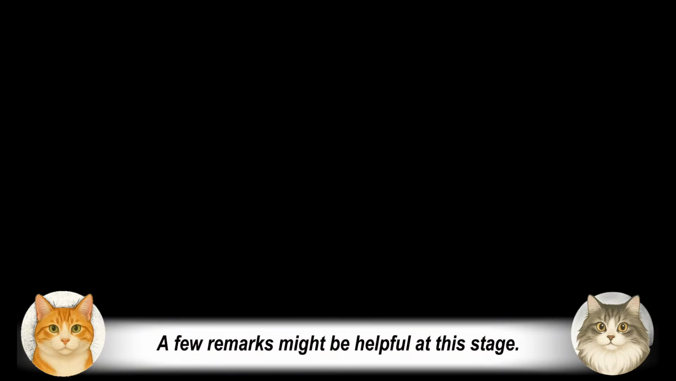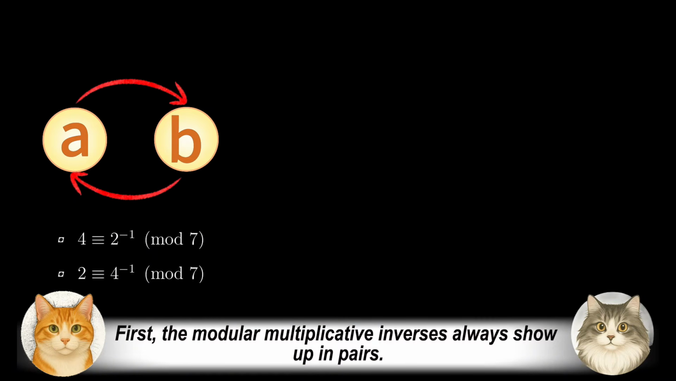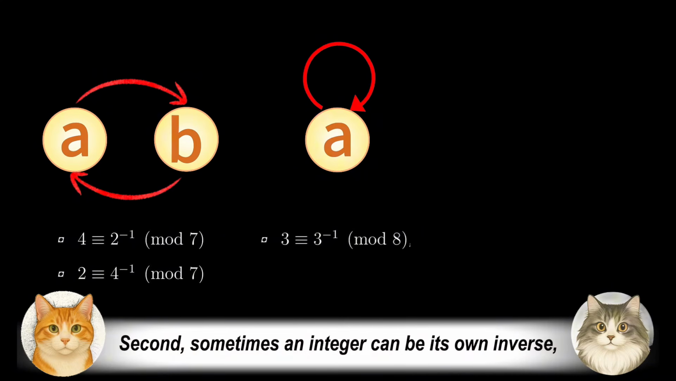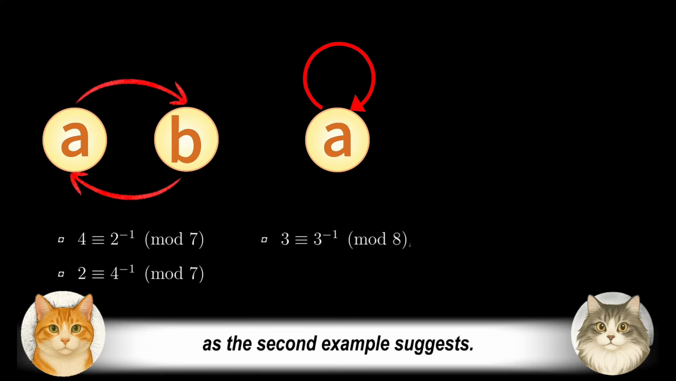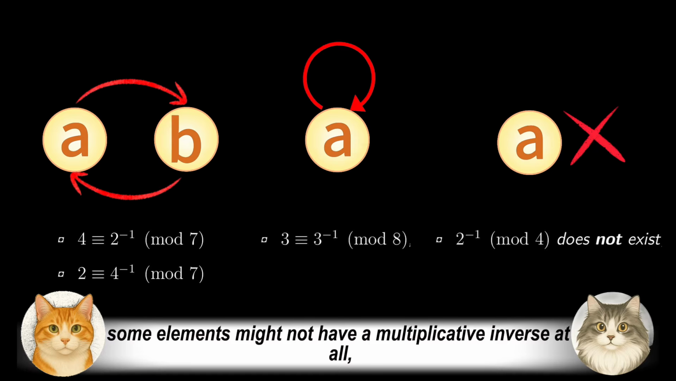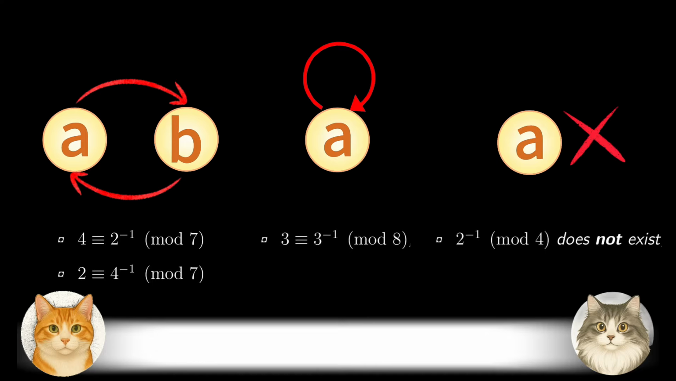A few remarks might be helpful at this stage. First, the modular multiplicative inverses always show up in pairs. As the first example reveals, 2 and 4 are inverses to each other mod 7. Second, sometimes an integer can be its own inverse, as the second example suggests. Finally, the third example indicates that some elements might not have a multiplicative inverse at all, and hence brings us to a fundamental question. When does a modular inverse exist? And if they do exist, are they unique?